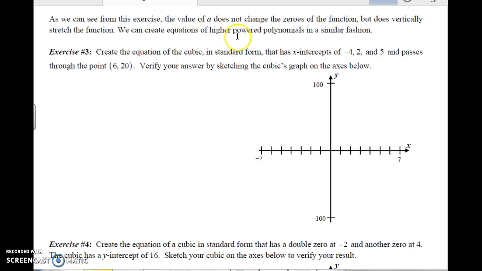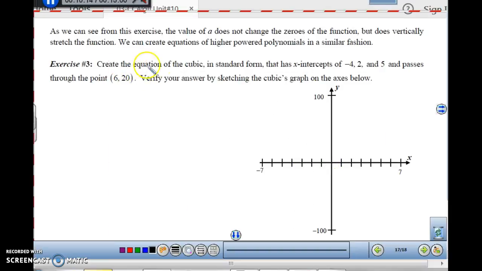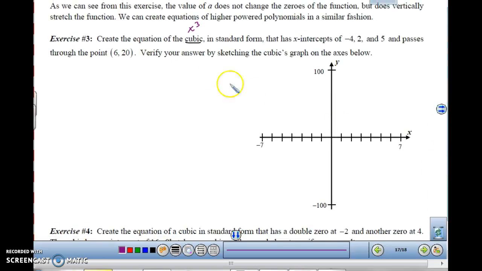We can create equations of higher powered polynomials in a similar fashion. So keeping the same idea, it's going to be a times the factored form of the polynomial using the zeros. So let's create the equation of the cubic. So this is going to be an x cubed in standard form, so x cubed, x squared, x, and so on and so forth. And it has x-intercepts of -4, 2, and 5. And it's going to pass through the point (6, 20). All right, so let's see if we can come up with an equation for this.